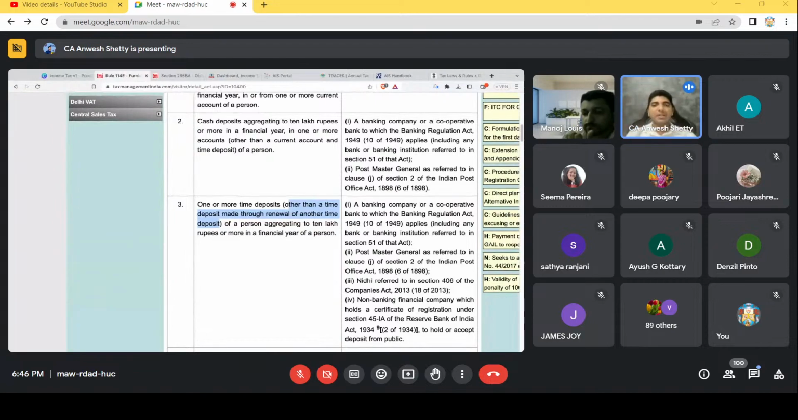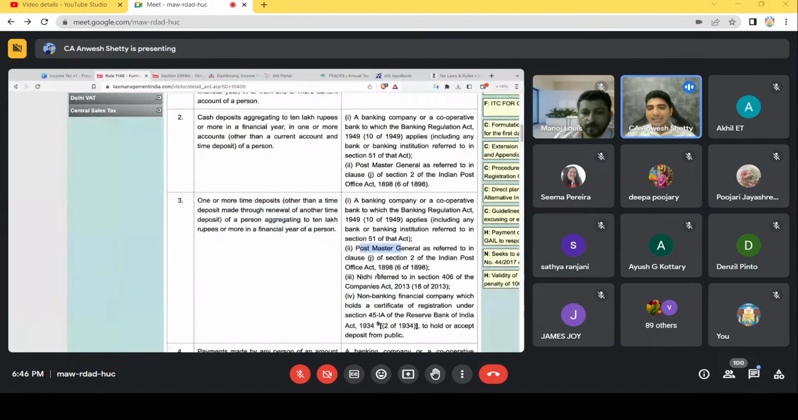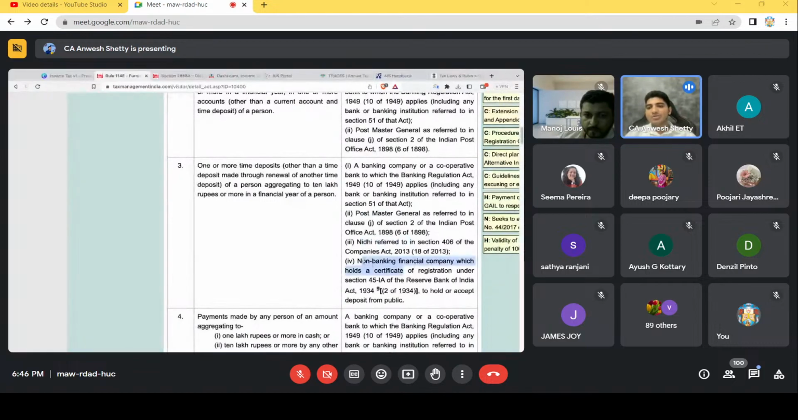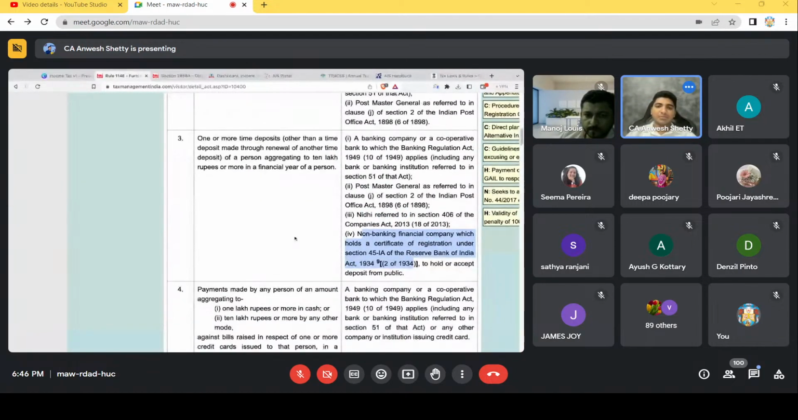It has to be a fresh FD. If you are doing it, it will come. Please bear in mind, they are not talking about it having to be a cash deposit and an FD. It could be a bank transfer and an FD that you are creating, and then the banker has to report. Not only the banker, even the postmaster has to report. The Nidhi company also has to report, and NBFCs also have to report this transaction.